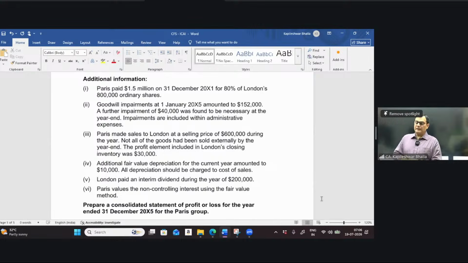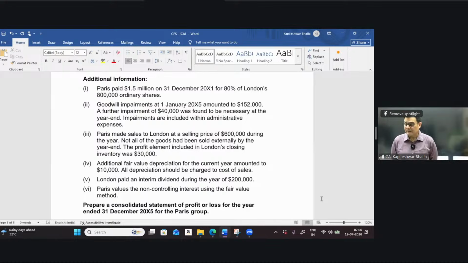Then it says goodwill impairments are given and a further impairment is found to be necessary at the year end, and the impairments are taken in the administrative expense. But we'll also need to consider whether the goodwill is full or partial in nature.